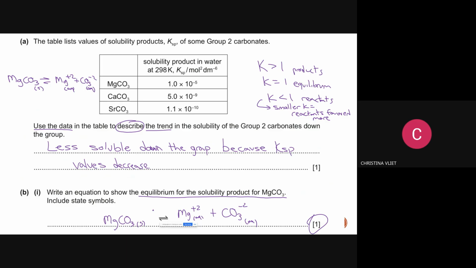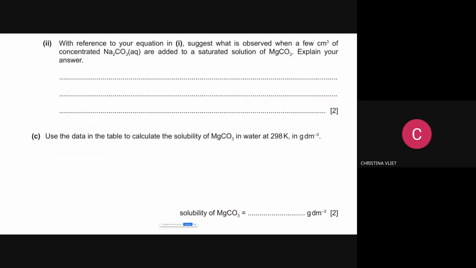It continues. We have more to this question. So 1, 2. With reference to your equation, what is observed if I were to take some Na2CO3 and add it to a saturated solution of MgCO3? So using the equation that I'm just going to rewrite, what would need to happen if I added some Na2CO3? Can anybody tell me what would happen? See if we can get those marks.